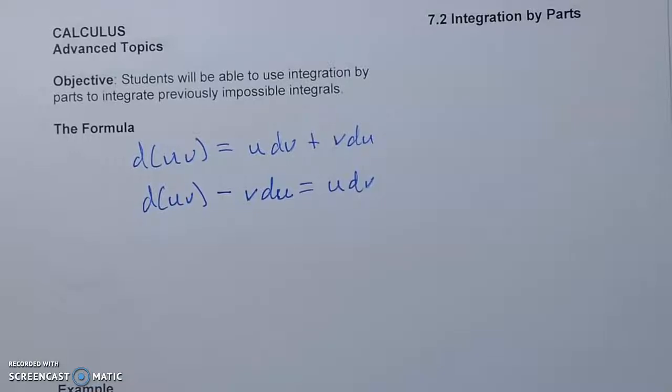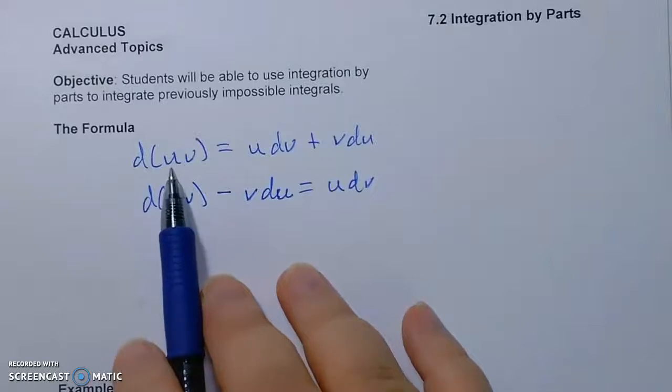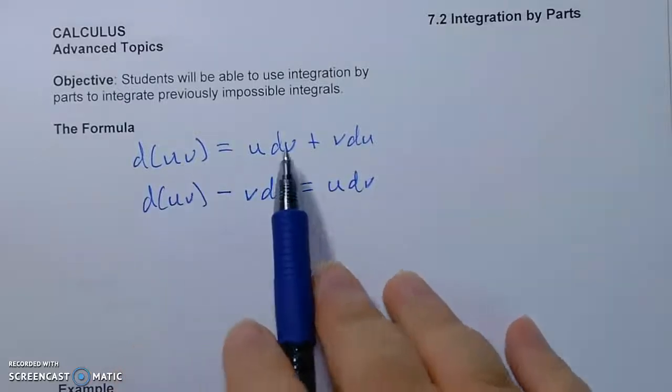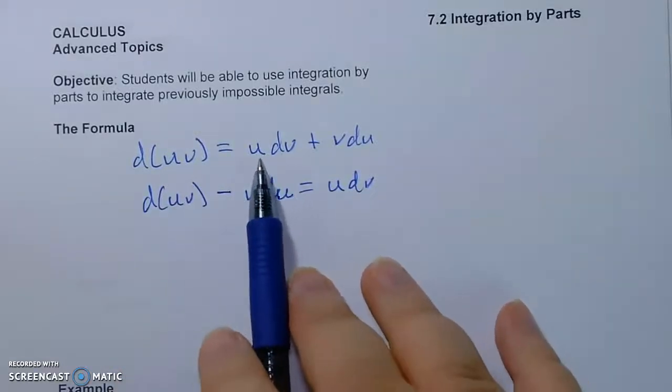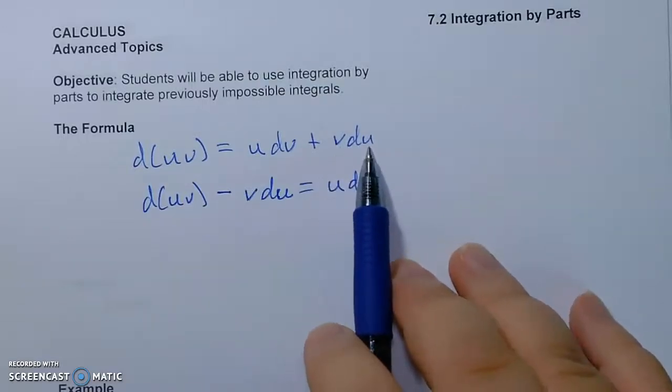So integration by parts is another technique that we have for integration. Things that were previously impossible, we're now going to be able to do. It actually comes from the derivative of a product. So we have the derivative of u times v is the first times the derivative of the second, u dv, plus the second times the derivative of the first, v du.